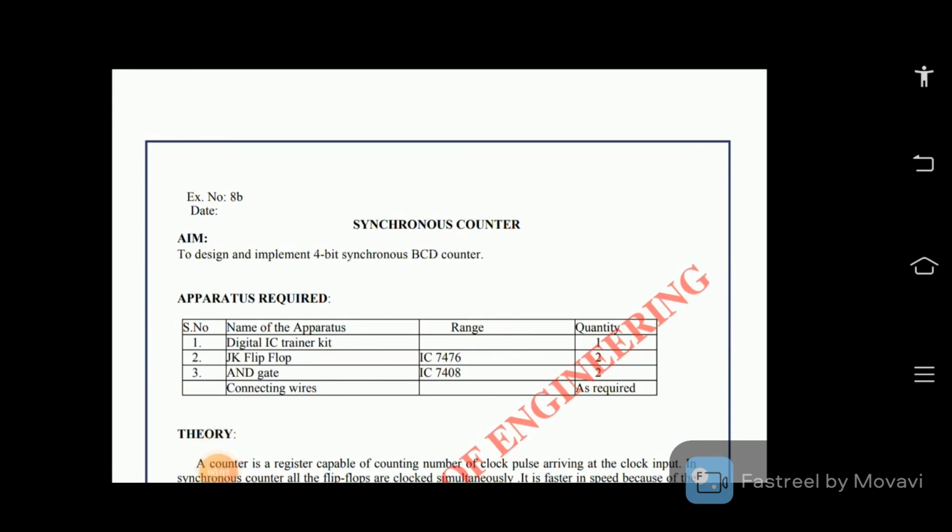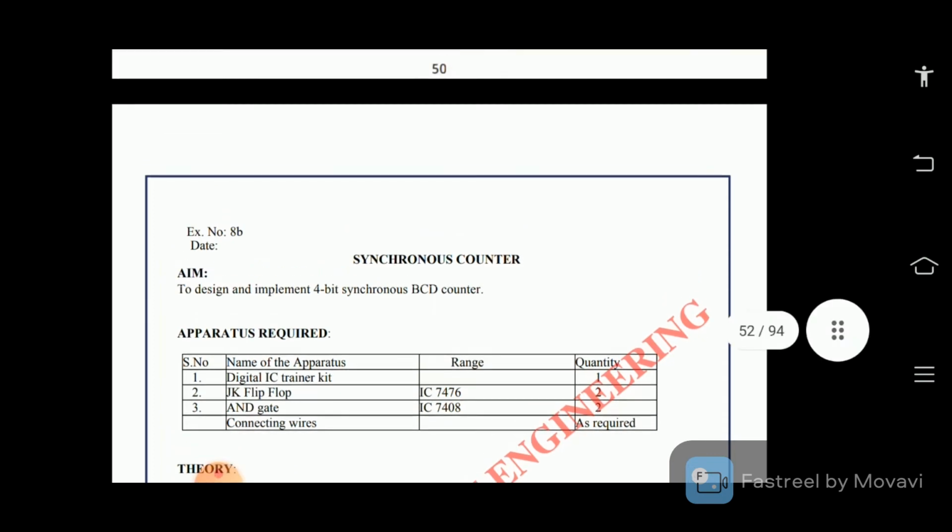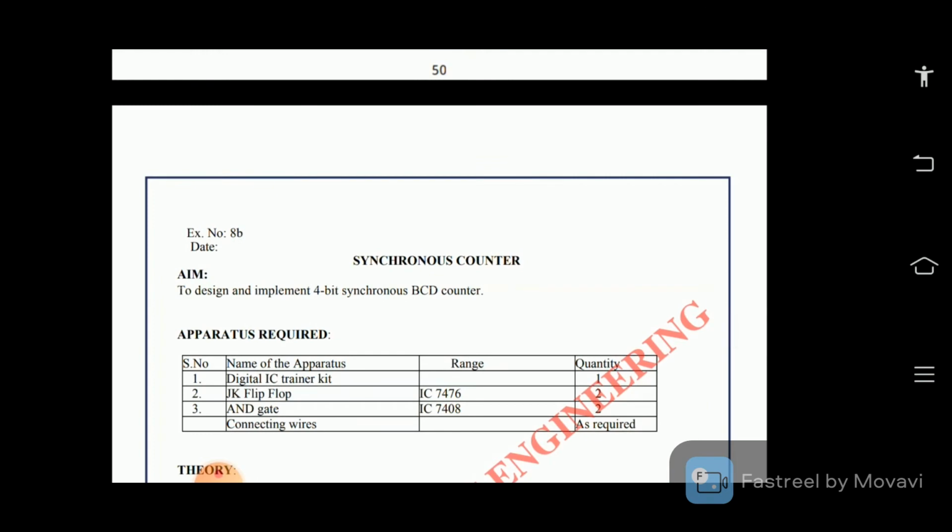Hearty welcome from the Grace College of Engineering, which is located at Tuticorin, and this is Beslia Angel from the Department of EEE. And now I am going to teach about the synchronous counter. The ultimate aim of this experiment is to design and verify the truth table of our synchronous counter, that is for the 4-bit.